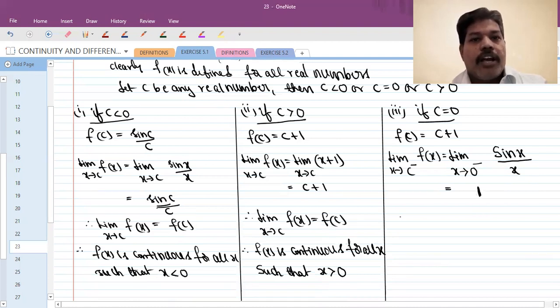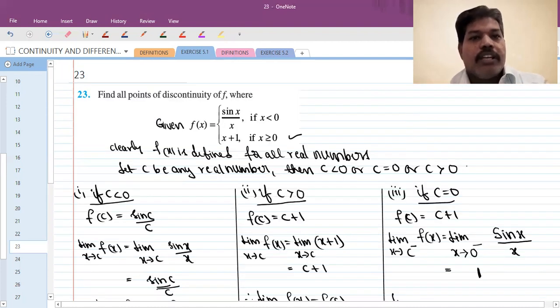Similarly, f of c is equal to c plus 1, but c is 0. Automatically 0 plus 1 becomes 1 only. So the limit x tending to c minus of f of x, where c is the 0 minus, sin x by x as x tends to 0 becomes 1 only.